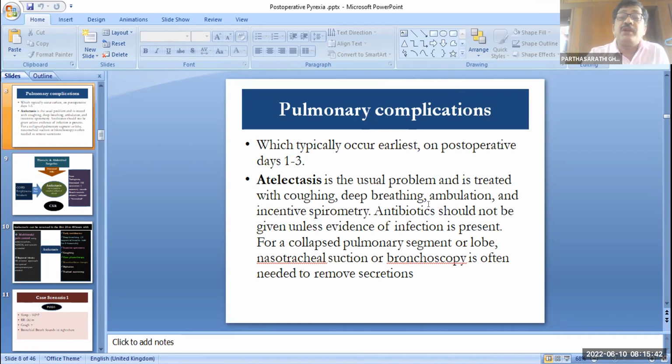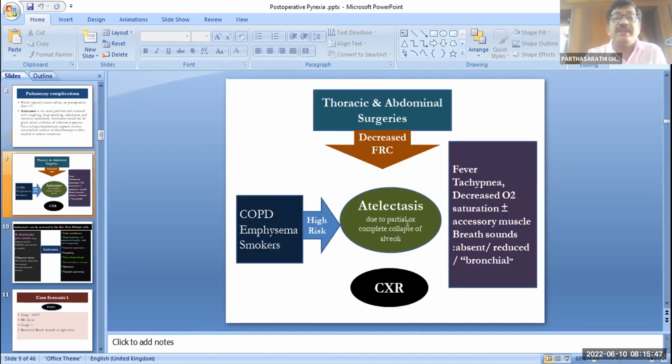Post-operative pulmonary complications actually start at the earliest, from day 1 to day 3. Now, if we consider thoracic and abdominal surgeries and atelectasis, there is decreased functional residual capacity following these surgeries. And if there are high risk factors like COPD, emphysema, or the patient remains a smoker, we can get atelectasis in the form of fever, tachycardia, decreased saturation, accessory muscles working, and breath sounds absent or reduced. So you go for a chest X-ray.